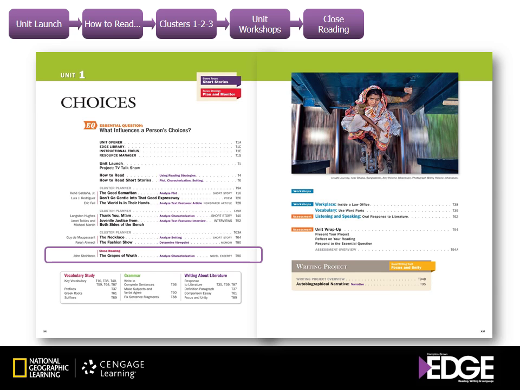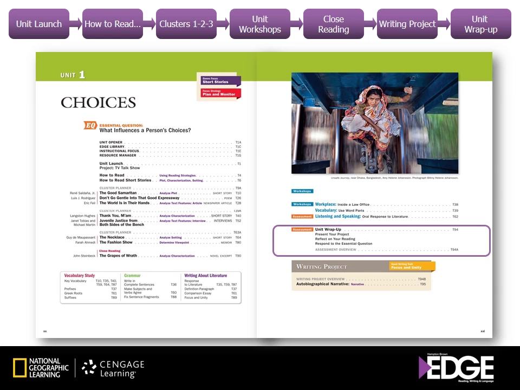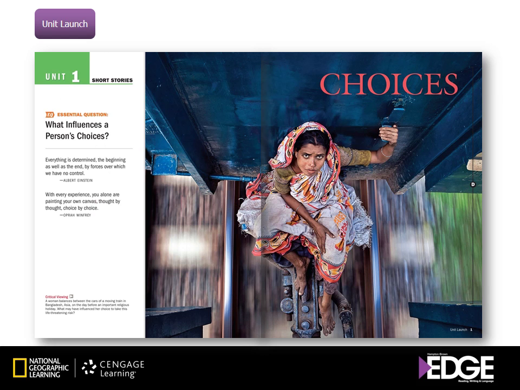At the end of the unit, there is a close reading selection where students can apply the reading skills and strategies to on-level complex texts. Every unit also includes a complete writing project that steps students through the writing process, focusing on a specific writing mode and trait for each project. And finally, the unit wrap-up gives students the opportunity to present their unit projects and reflect upon their own reading. We'll now take a closer look at each of the lessons.